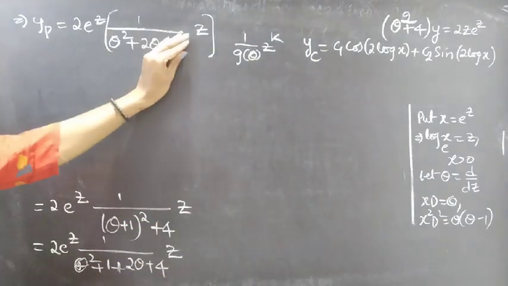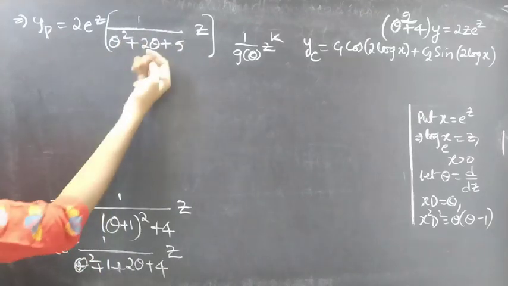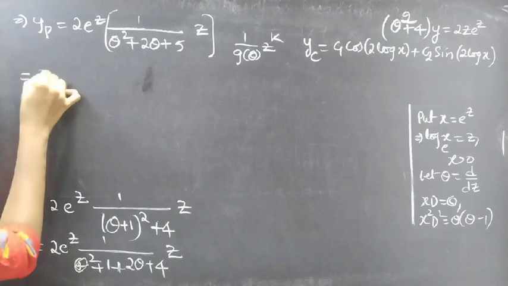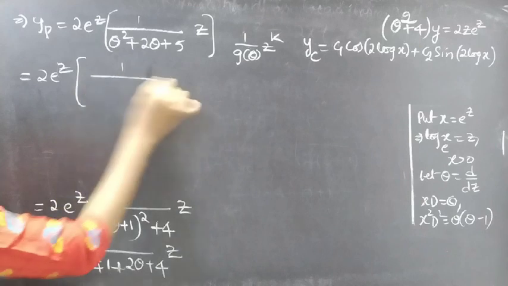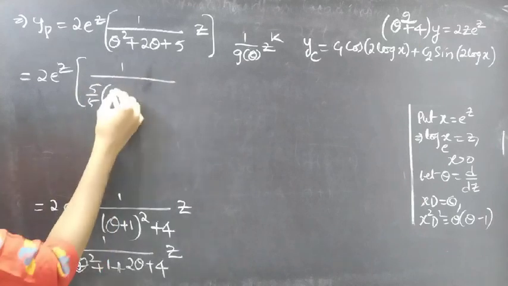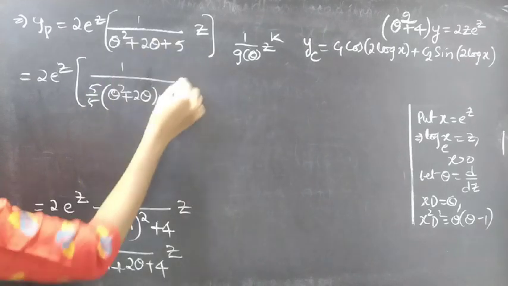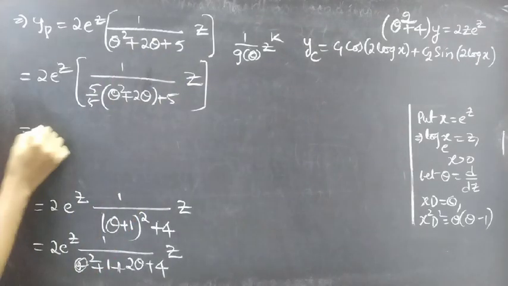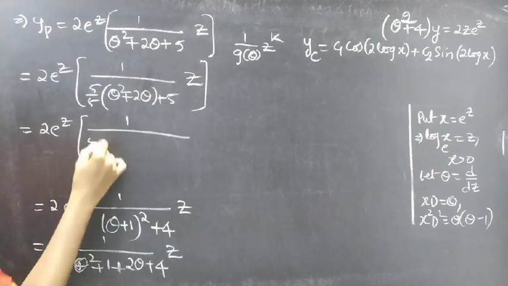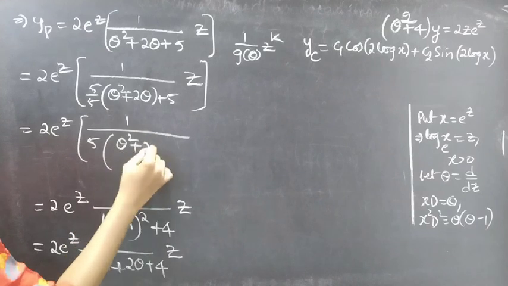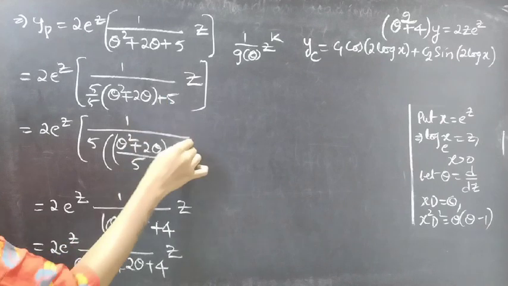Now, we have to take the lowest degree term common from all the 3 terms. But the first 2 terms do not have 5. So, we have to multiply and divide 5 to the first 2 terms, so that it will be easy to take 5 common from these terms. Okay, this equals to 2 e power z into 1 by, now take 5 common from these 2 terms, we'll get 5 times theta square plus 2 theta by 5 plus 1.